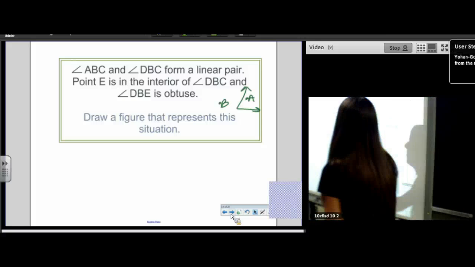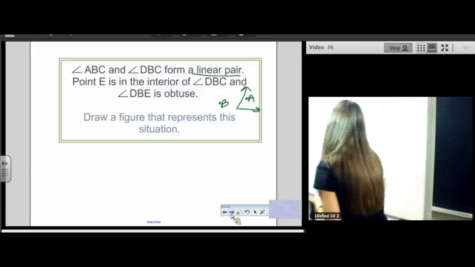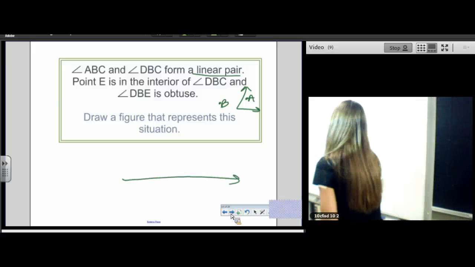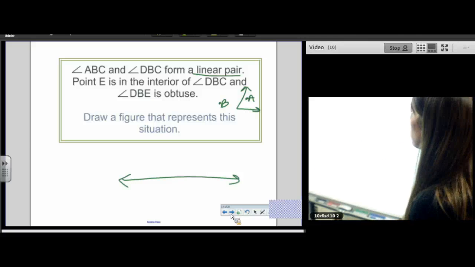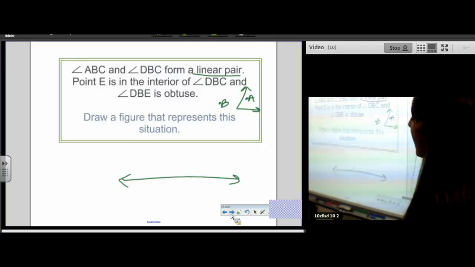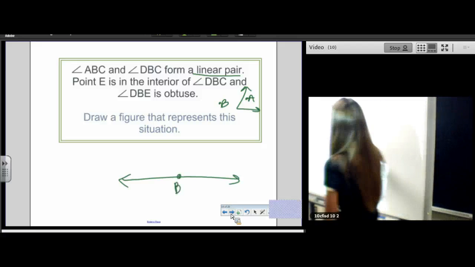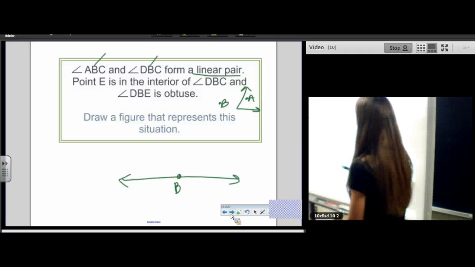Anyways, okay, so did we draw a picture? First of all, these two angles form a linear pair. So I'm going to start by drawing a line. Okay? We've got ABC and DBC. So you kind of just have to play with it. We know B is the vertex, right? Because that's the middle one and the middle one.